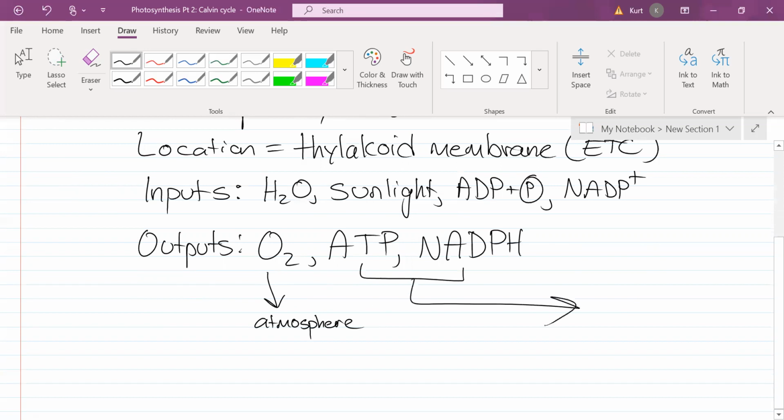Where are the ATP and NADPH going? Think of your diagram from Friday. They're going to the Calvin cycle. They're going to the stroma.